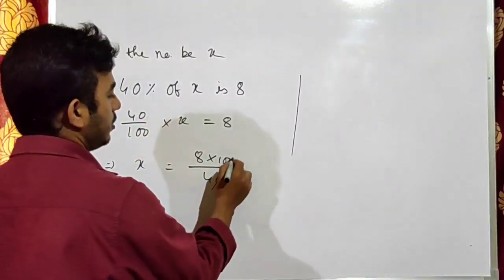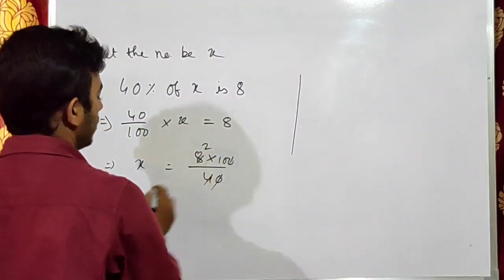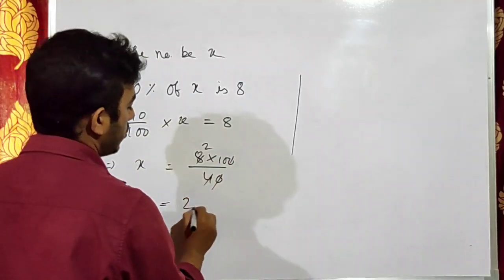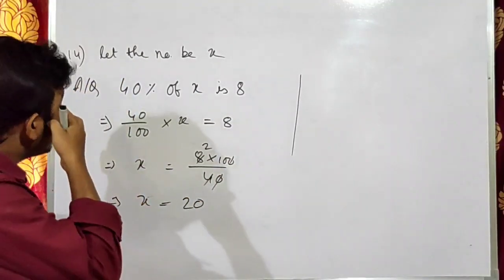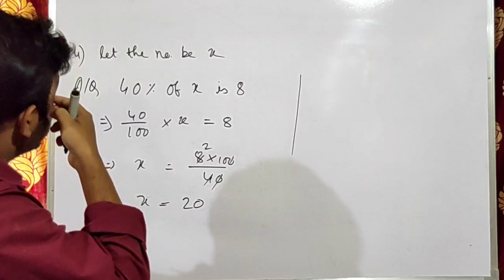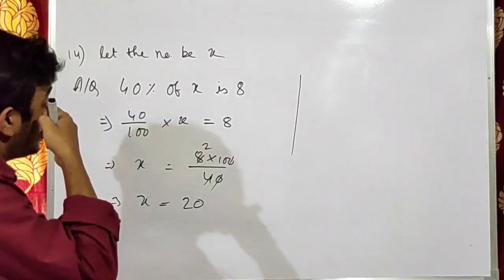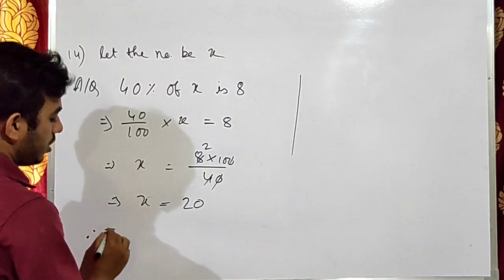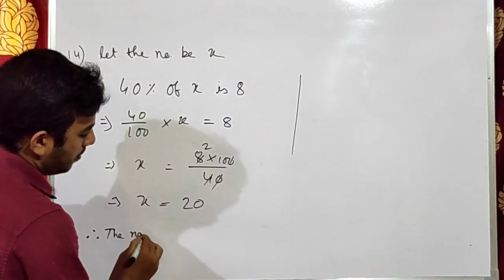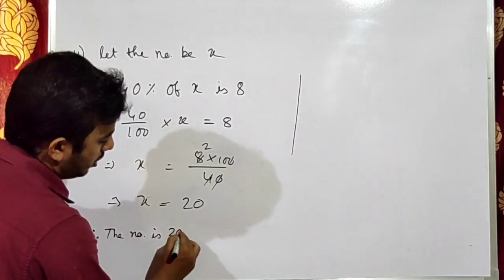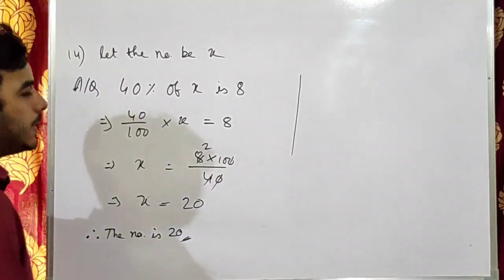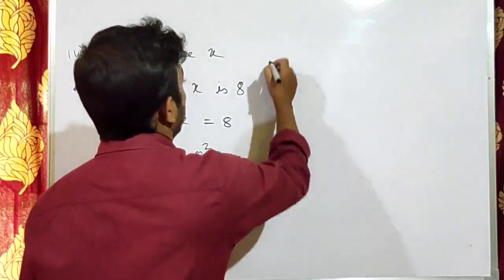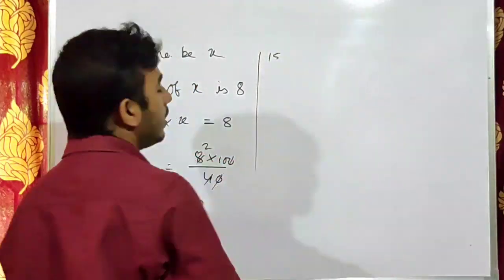So now let's cancel, 0 0 cancel, 4 into 2 is 8. So x will be what? 2 into 10 is how much? 20. So we write therefore x is what? The number, right? Therefore the number is 20, finish. Okay, no problem. Let's move to the next, that is question number 15.